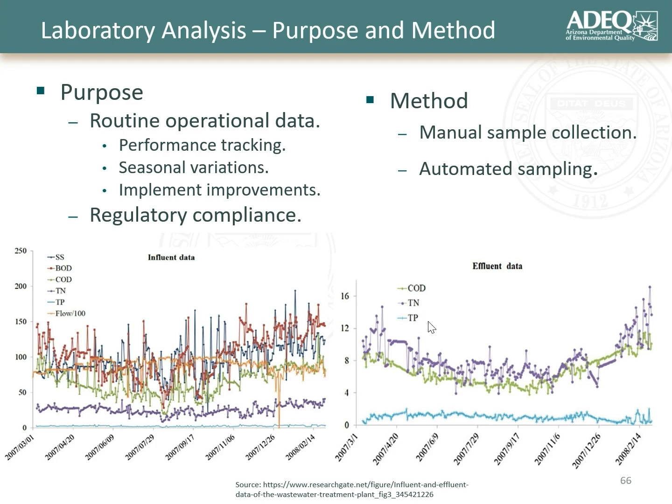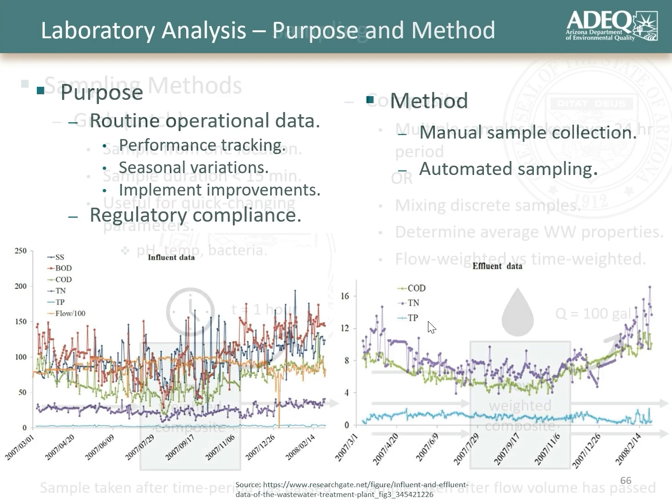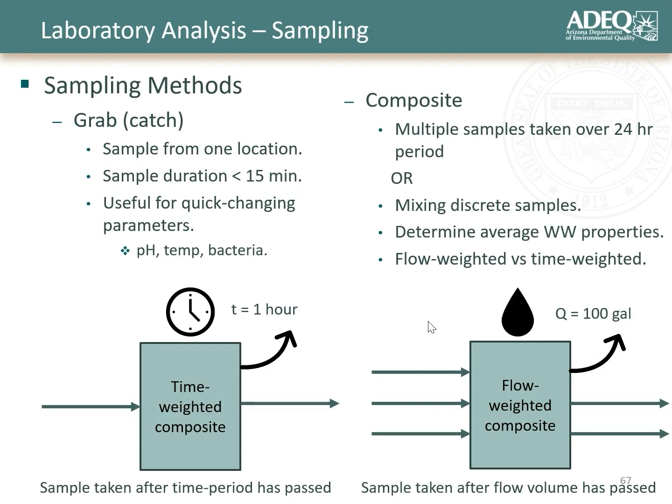Now, ultimately, collecting the sample, there's a couple different methods that are done for collecting samples. There's manual sample collection or grab samples, and automated sampling, which we'll talk about next. So grab samples or catch samples are typically collected from one location. The duration is less than 15 minutes. You just collect a quick sample. Sometimes these are used for parameters that have short hold times, like pH, temperature, or bacteria, in which you just need to grab a quick sample. So through the wastewater, you just grab a quick sample, and now you do the analysis.